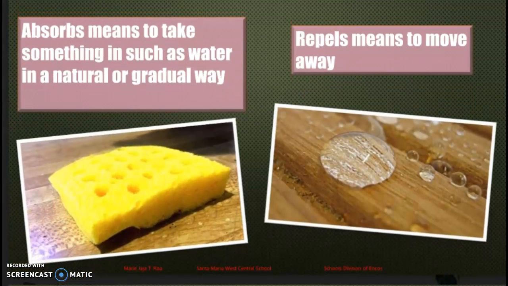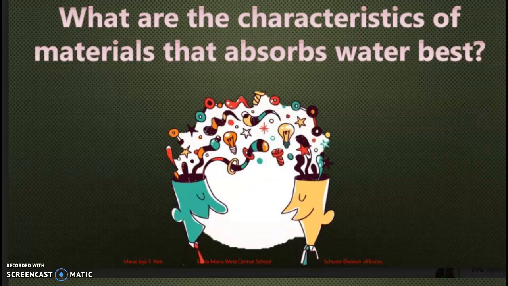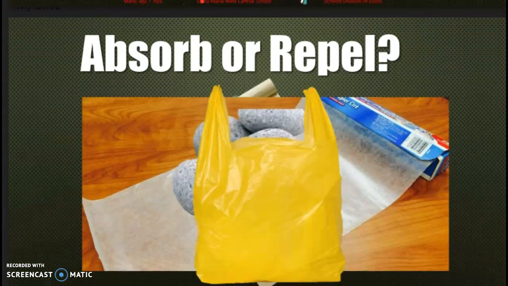Absorb means to take something in such as water in a natural or gradual way. Gradual means slowly. Repel means to move it away. So what are the characteristics of materials that absorb water best? Let's think about that. Let's look at these things. Would they absorb or repel?